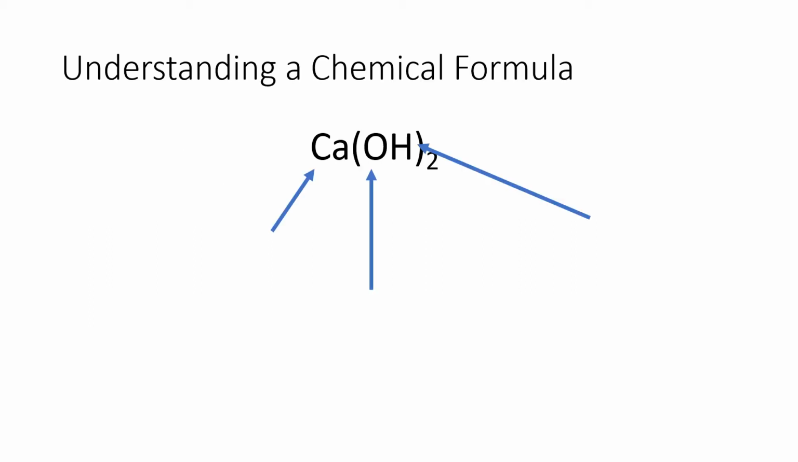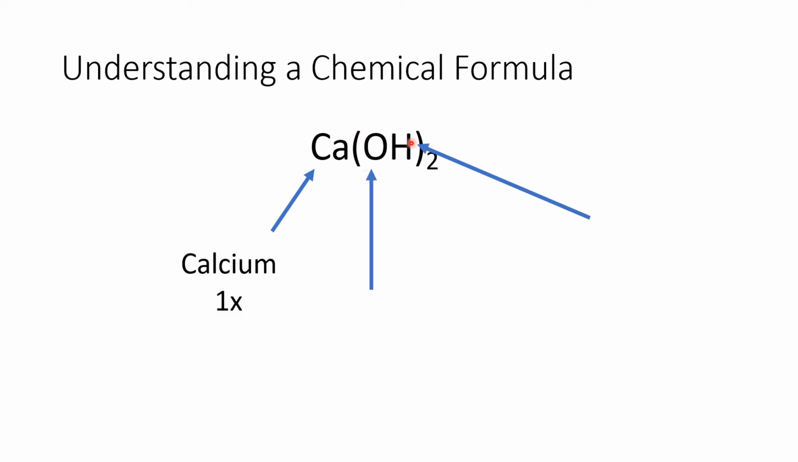Now, if we look at this, Ca is the chemical symbol for calcium, and calcium has no big number to the left and no small number to the bottom right. So we do 1 times 1, and that gives us 1.